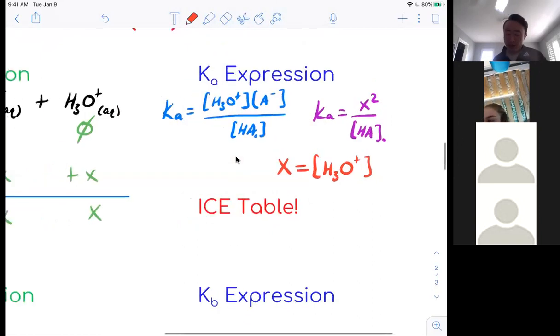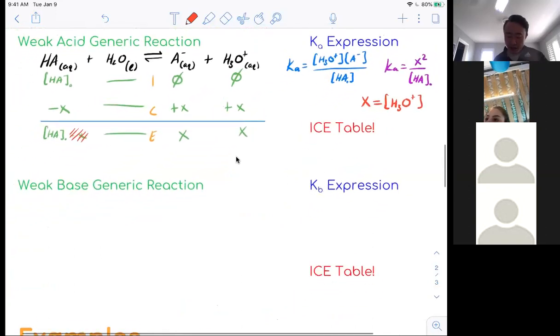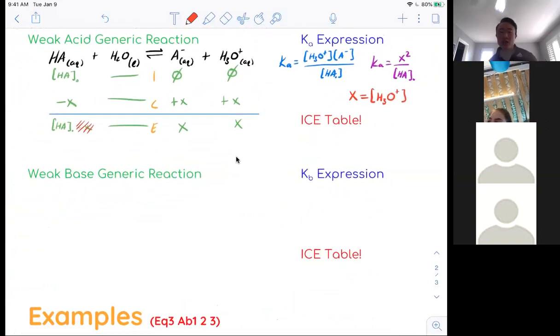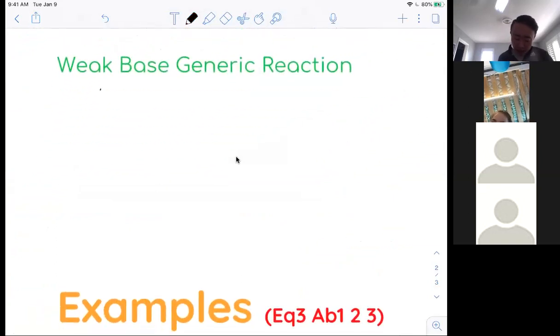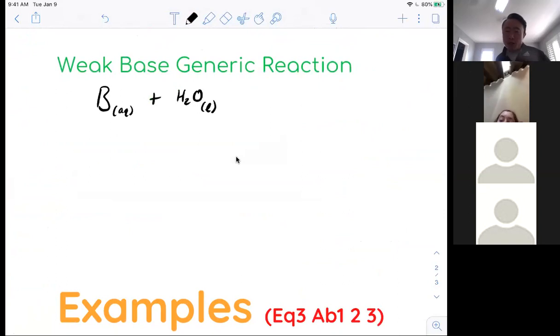All right. Same thing applies for our base. So I'm going to go down and do the generic results for our base as well, okay? For a weak base generic reaction, I'm going to write things down in the same color scheme. I'll have a base, B, in aqueous solution, plus H2O liquid. At most, that base will only take off one H plus ion. It will never take off more than one in solution. So it'll become BH plus ions in solution plus OH minus ions.